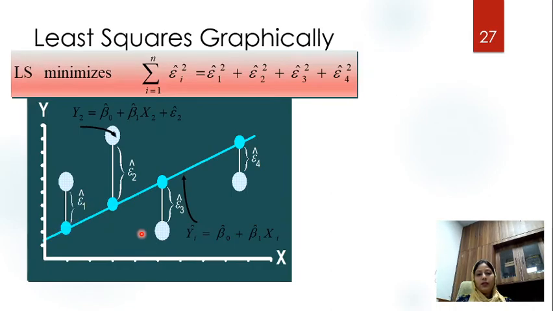Now least squares explained graphically. Least square is equal to summation this. So y2 for the second variable is beta naught plus beta 1 hat x2 plus epsilon 2. So we have the deviations epsilon 1 hat, epsilon 2 hat, epsilon 3 hat, epsilon 4 hat, and this is our y.